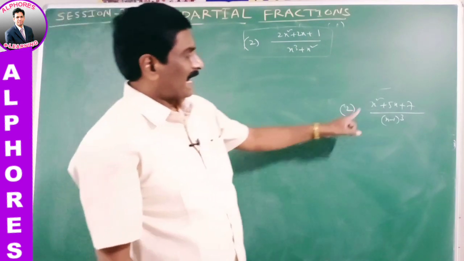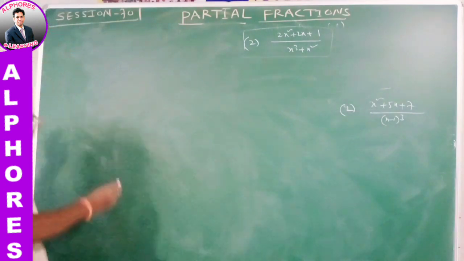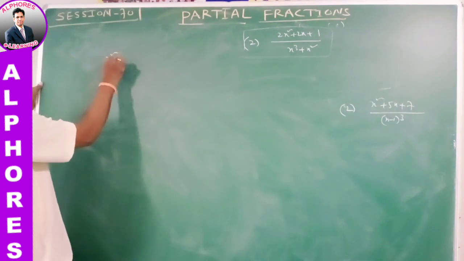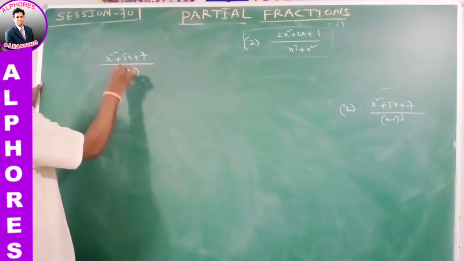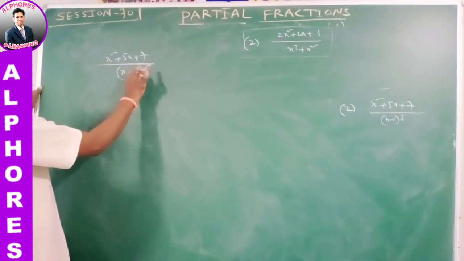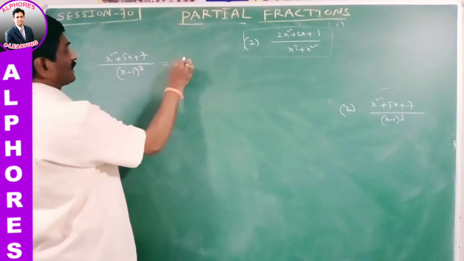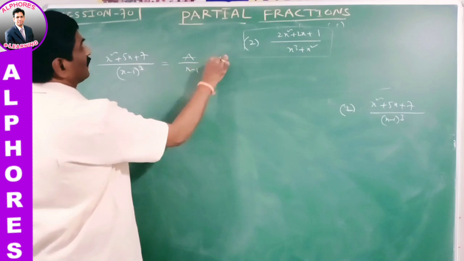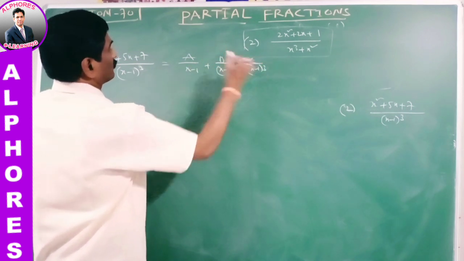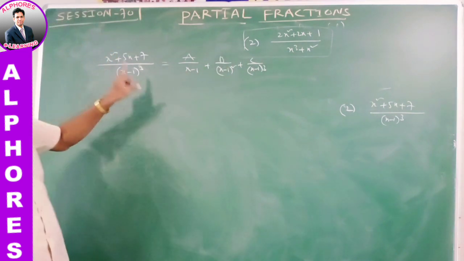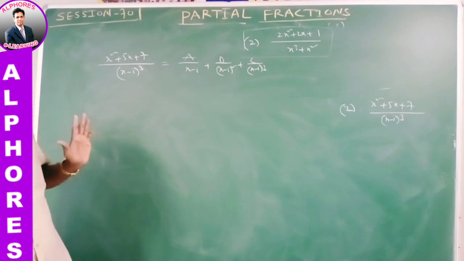Example 2. Resolve (x square plus 5x plus 7) by (x minus 1) whole cube into partial fractions. Please observe the denominator. It is a repeated linear factor of order 3. Actually, it can be resolved into three partial fractions. They are a by (x minus 1) plus b by (x minus 1) whole square plus c by (x minus 1) whole cube. After LCM, equating the numerators, then we find the values of a, b, c. This is the method. Okay.